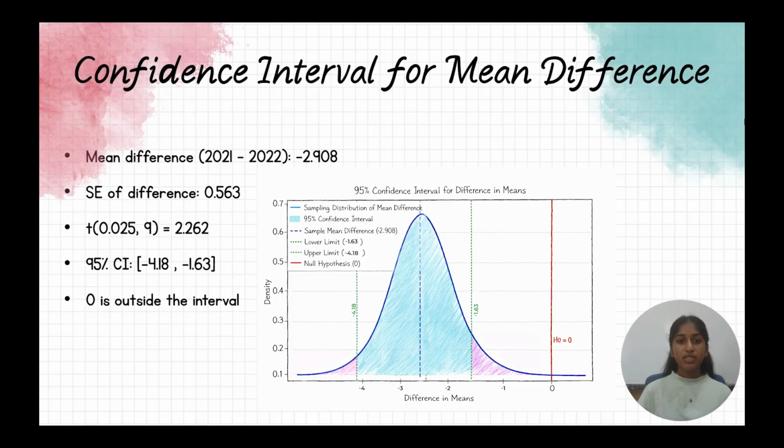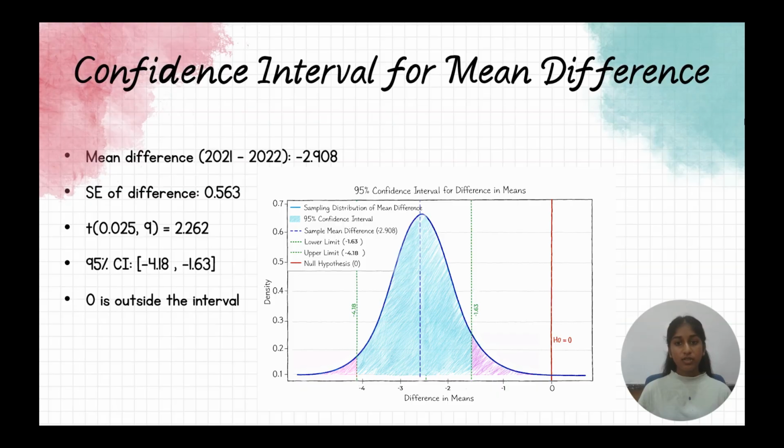This graph shows the sampling distribution of the mean differences. The blue shaded area is the 95% confidence interval for mean of 2021 deduct mean of 2022. Our sample mean difference is minus 2.908. The standard error is 0.563. And with 9 degrees of freedom, the t value for 95% confidence is 2.262.